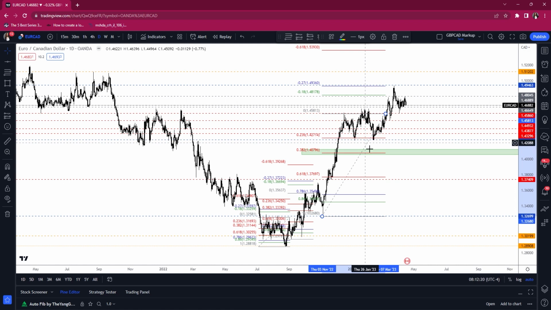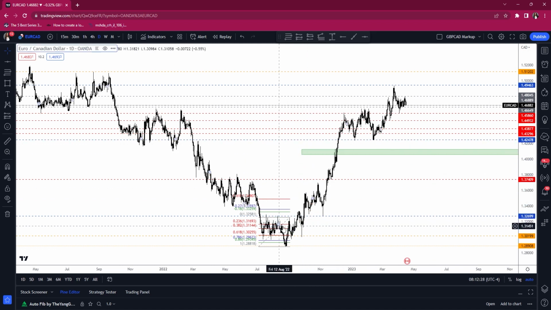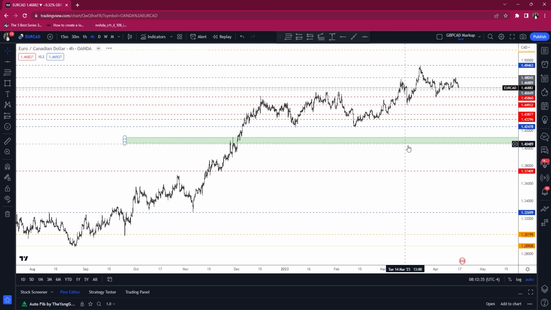Now, I'm going to show you what I thought I saw. I'm going to get rid of this fib. I've identified the level that I'm interested in, right? Which is this zone here. But I'm going to show y'all. I believe it was on the 4 hour. I can't even. Oh, there we go.